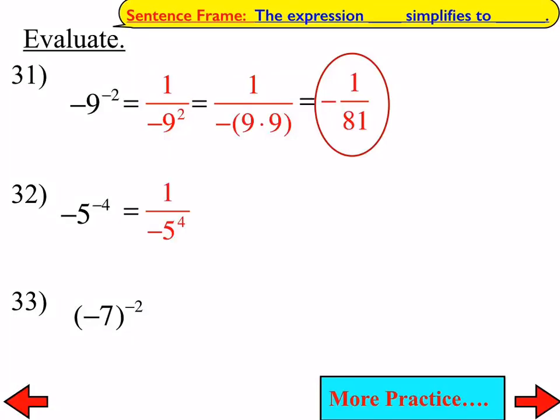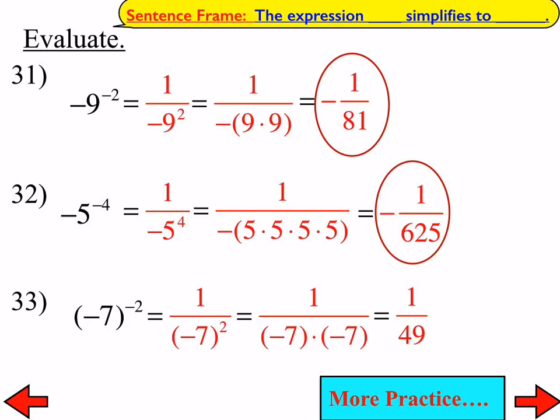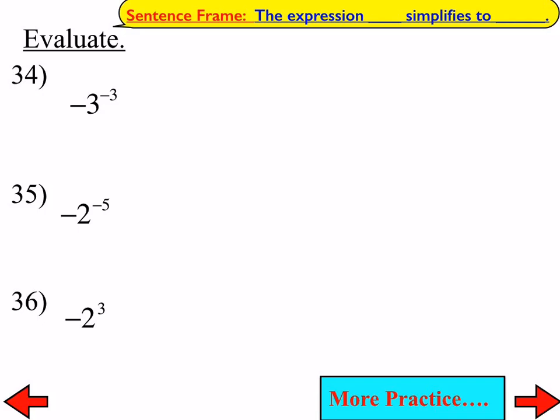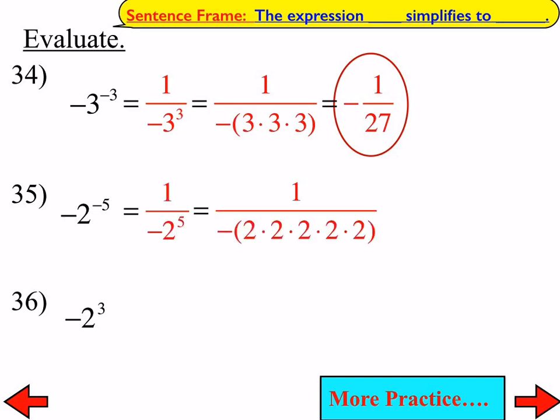Number 32 should be negative 1 over 625, and that's the reason why. Number 33 should be 1 over 49, and that is the reason why. I'm showing the intermediate steps on how we get there. Number 34 should be negative 1/27th, and that's the reason why. Number 35 is negative 1/32nd, and you can see by the intermediate steps why.